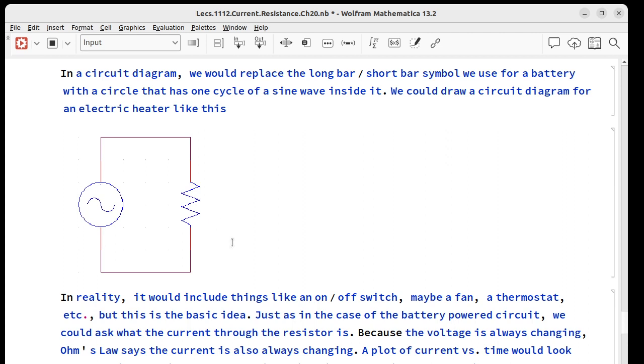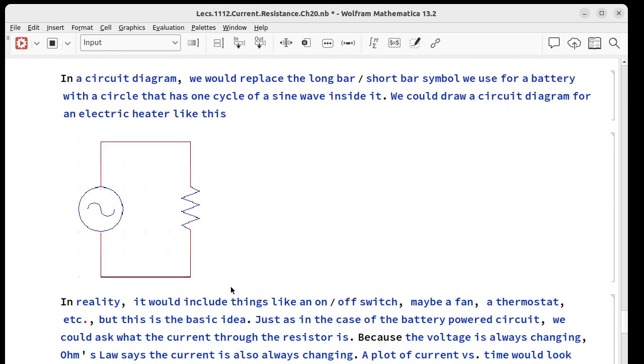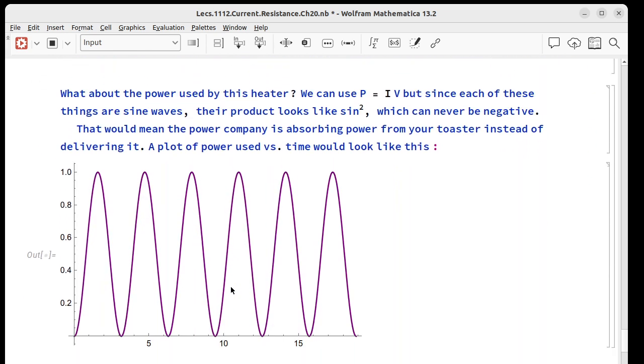Now, just like with the battery-powered circuit, we could ask, what's the current through the resistor? The voltage is always changing, so according to V equals IR, the current is always changing. If we plotted current against time, it would look exactly like this, only we'd have different units on the y-axis.